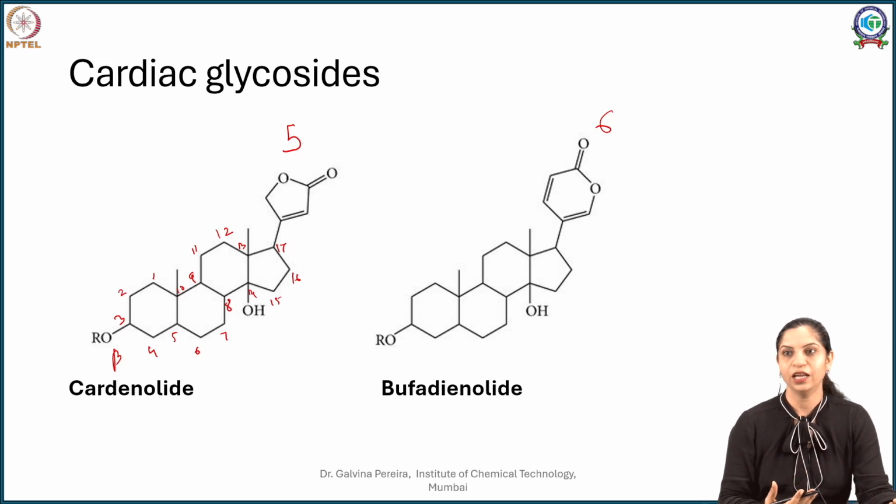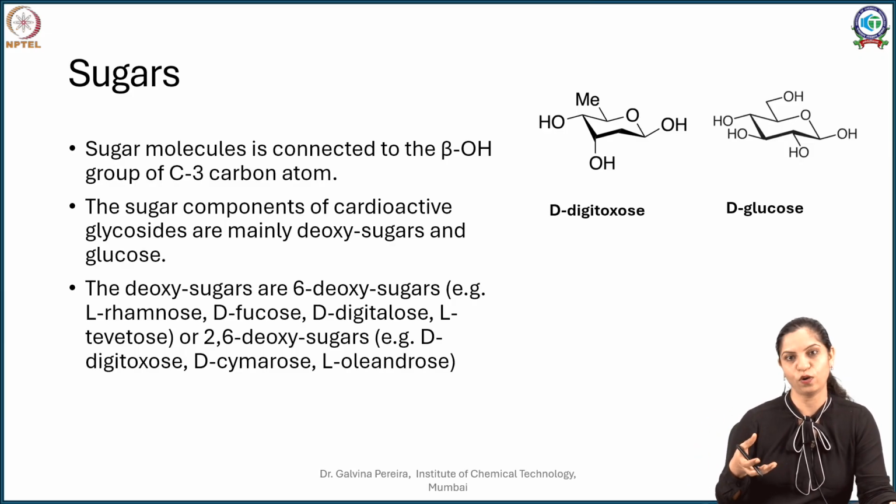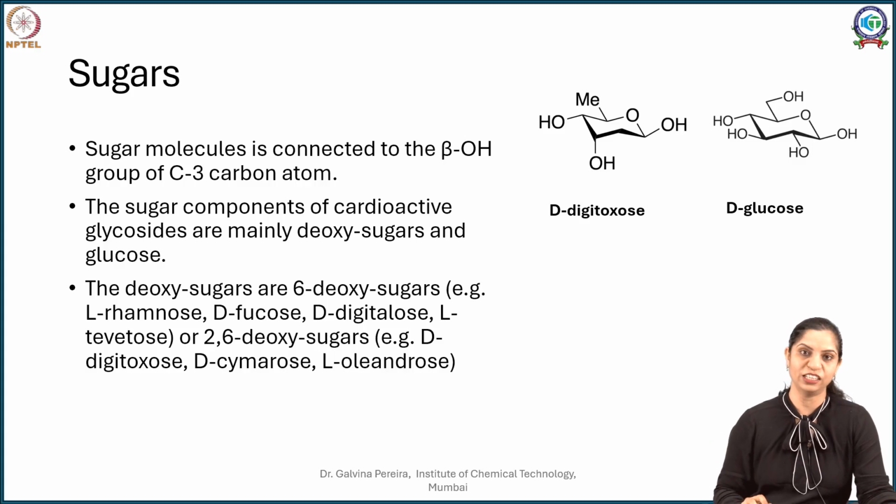Examples of cardenolide-containing plants include Digitalis, Thevetia, and Strophanthus, whereas bufadienolide is present in squill and Bufo species of frog. When it comes to the glycone or sugar moiety, like I said, it is attached to the 3-hydroxy linkage of the steroidal moiety, chiefly by a beta linkage. So, at carbon number 3, you take a beta linkage and attach a sugar.